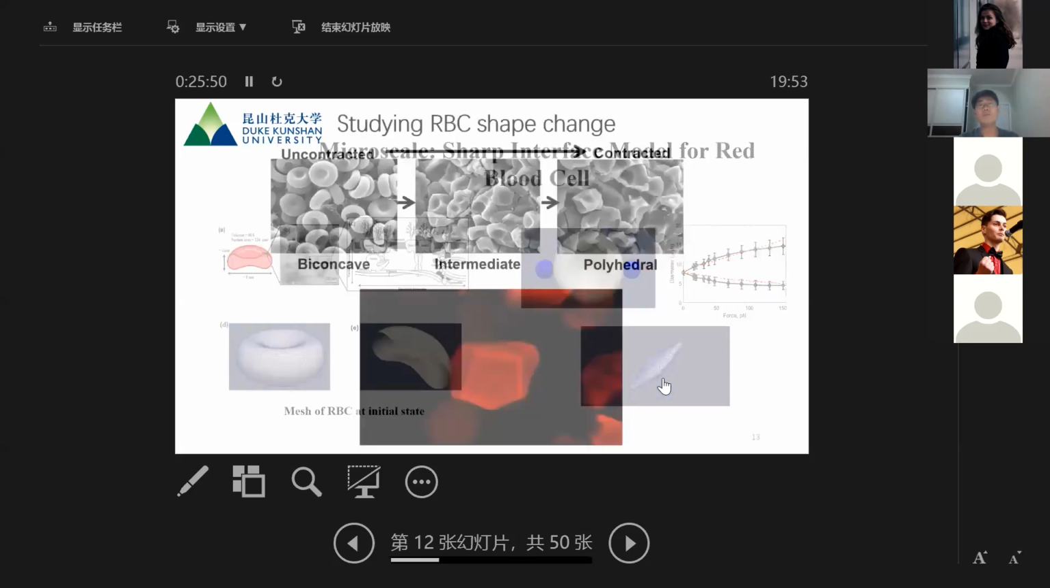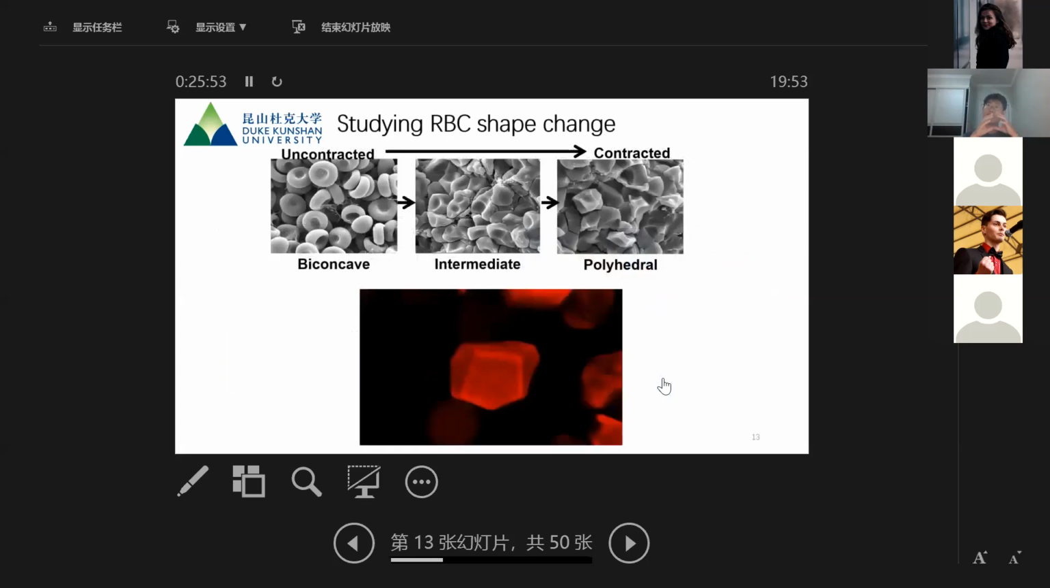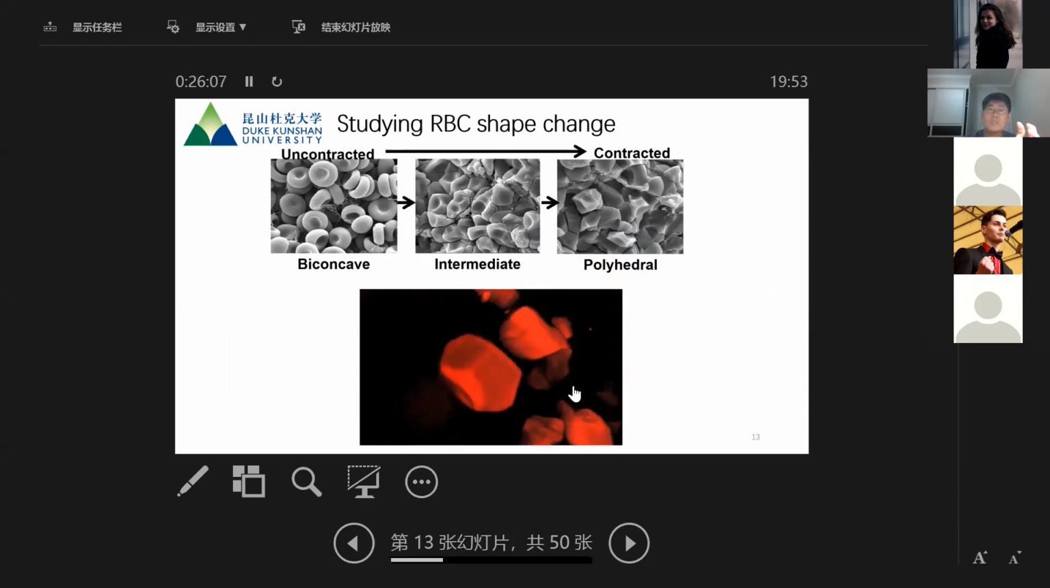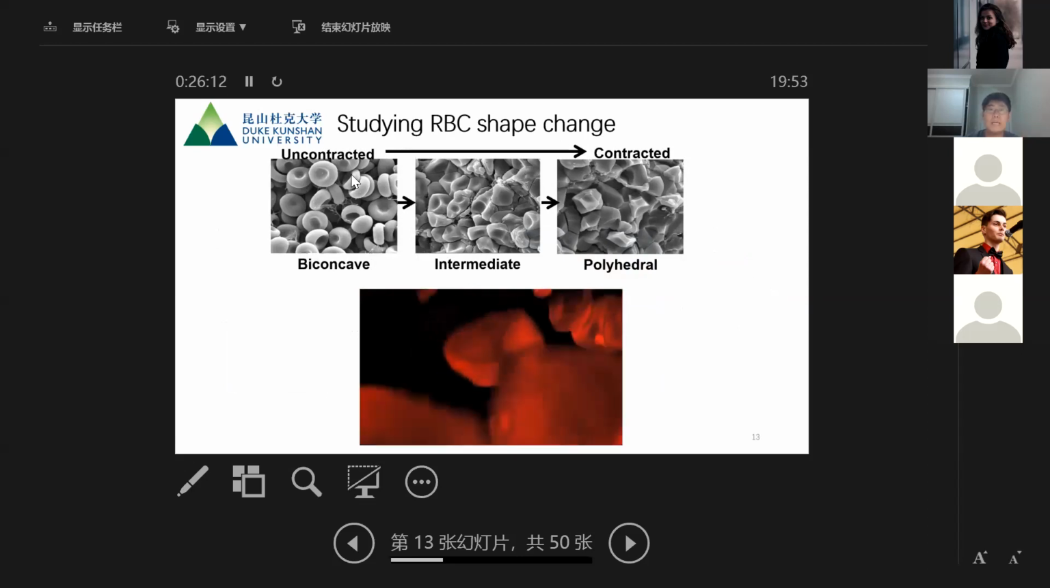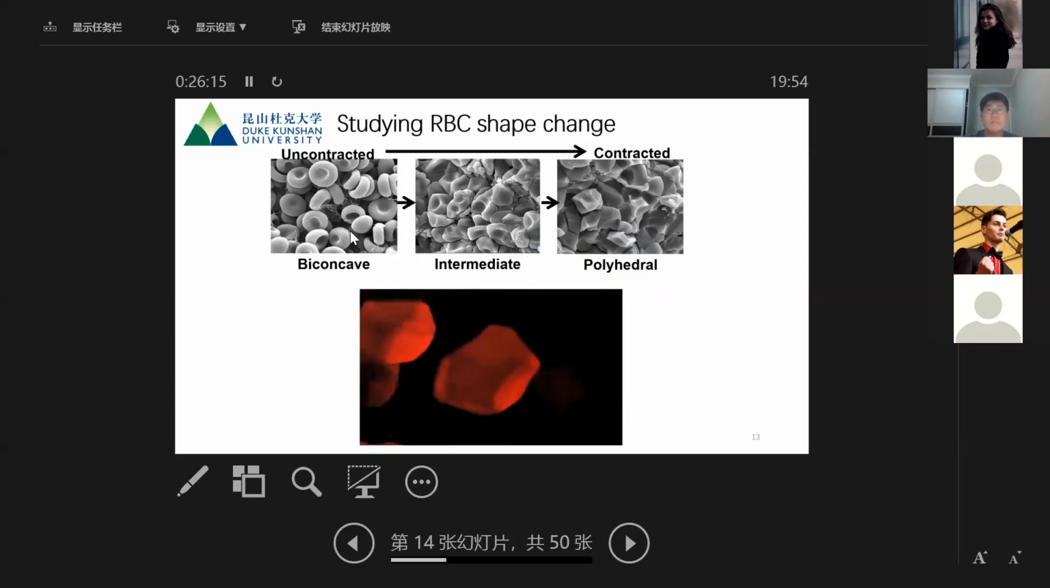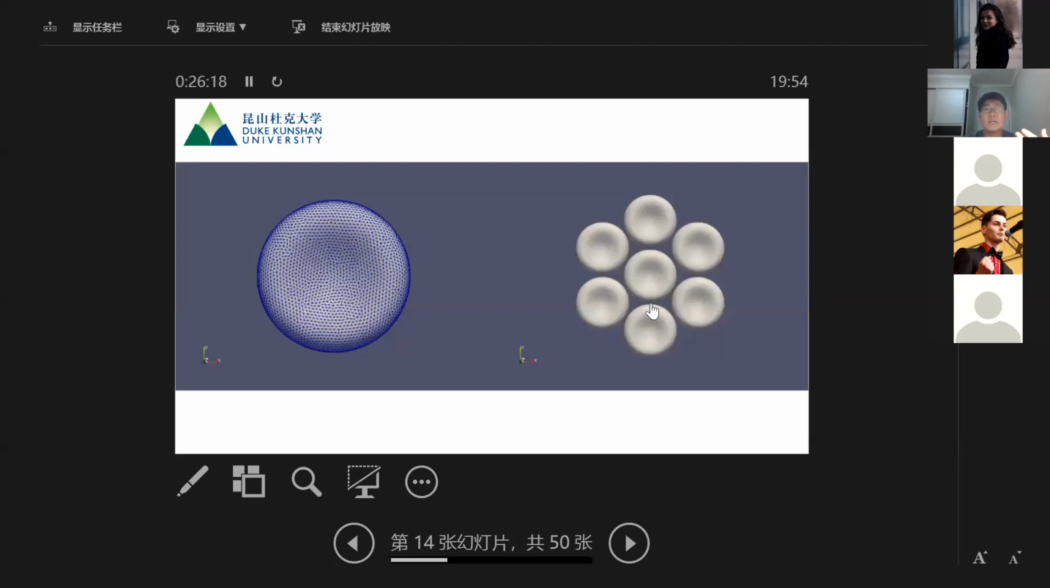Now, I said that we want to model how the cell inside the clot changes from the biconcave shape to this polygon shape. This is a movie from the UPenn collaborators showing different views of the red blood cell. It changes to this polygon shape from the original biconcave shape. In order to model this, I introduce this setup: I have one cell sitting inside, and then six cells around it. Then I let these six cells compress the center one. This is just the simplest case. Then let us see what happened.